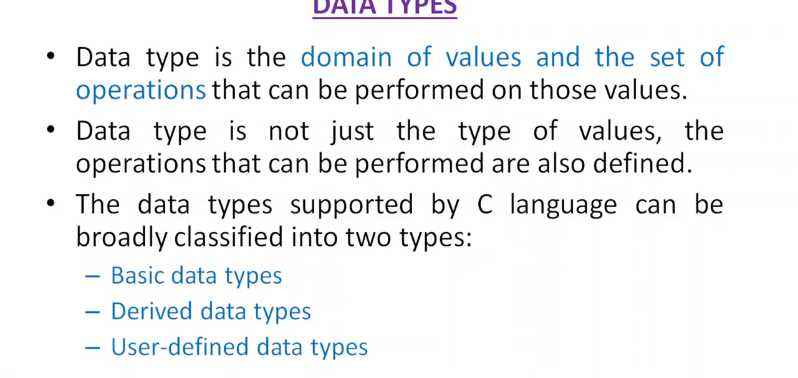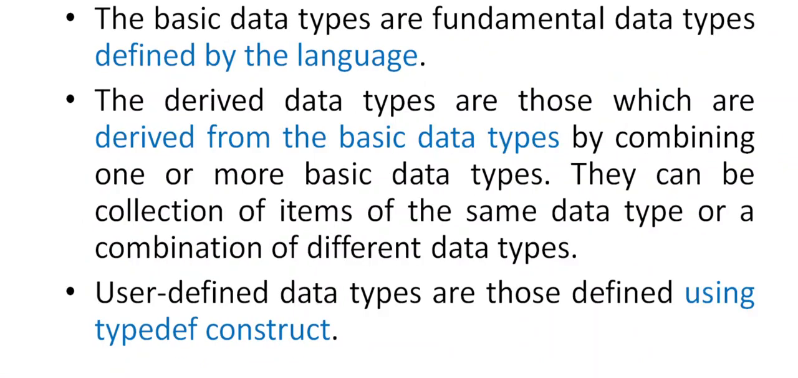C language supports three types of data types. Not two, it is three: basic data types, derived data types, and user-defined data types. The basic data types are those directly defined by the language. They are the fundamental data types supported by the language. Derived data types are those which you can derive from the basic data types by combining them. How we combine, we'll see.